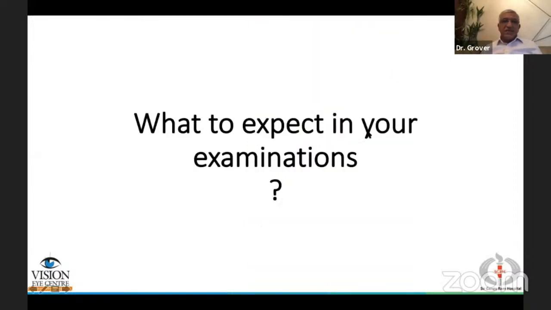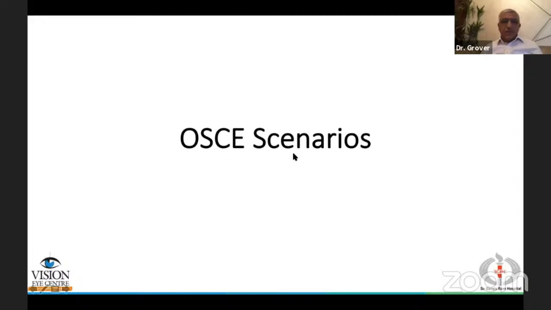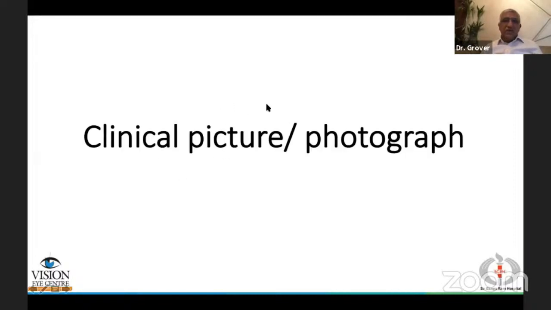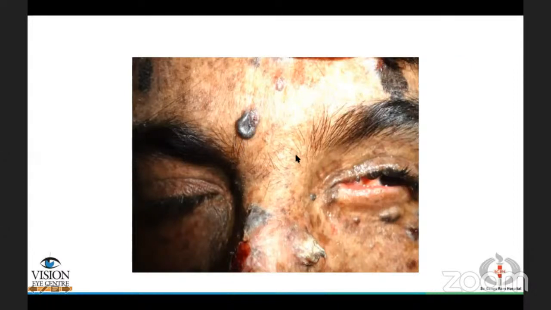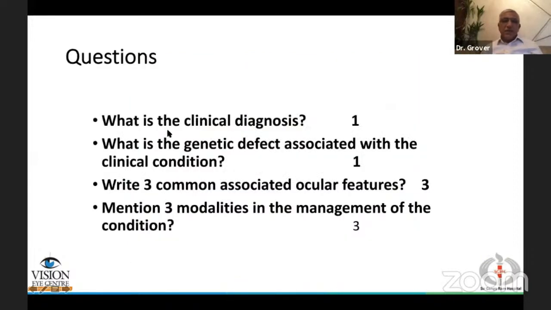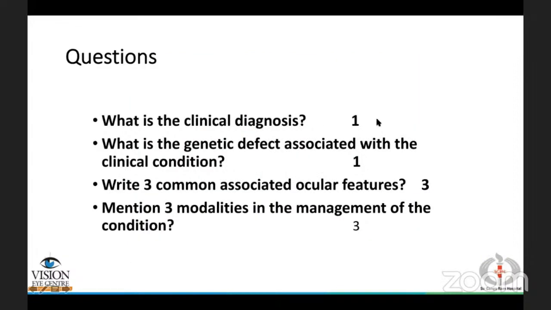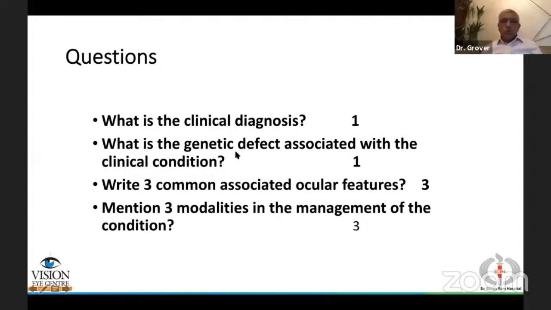So finally, let's look at what to expect in your examinations. What are the kind of questions that may be framed? You may have a clinical photograph on which you may be asked. Now, this is very easy, I think. Somebody can answer this. What does this face suggest to you? Xeroderma pigmentosum.